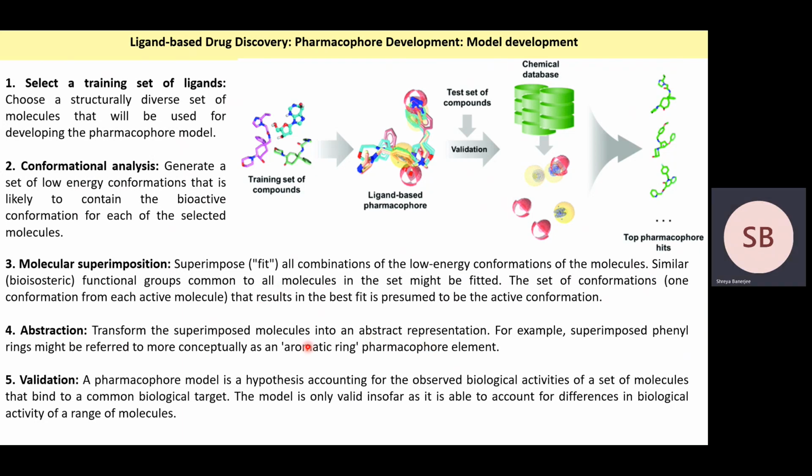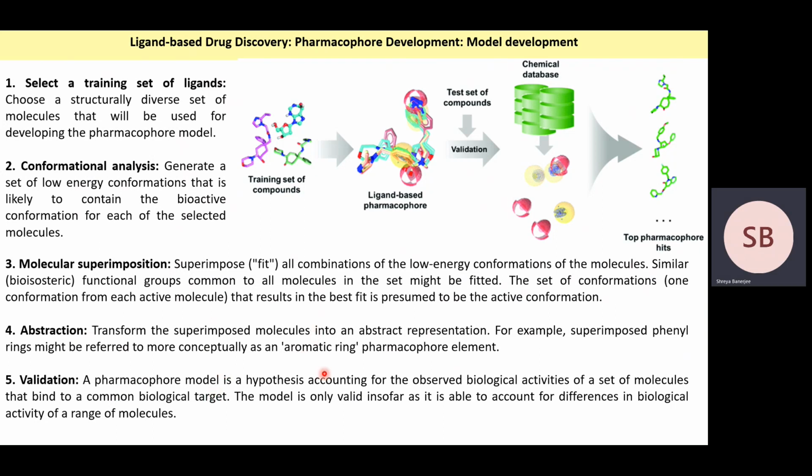So what does this mean? This superimposition will give you an idea of what are the pharmacophore features that the ligand needs to have. Like if there is a superimposition of aromatic rings, that means the ligand needs an aromatic ring component at that position. If there is a superimposition of positively charged elements, that means the ligand needs a positively charged element in that position. The final step is validation.